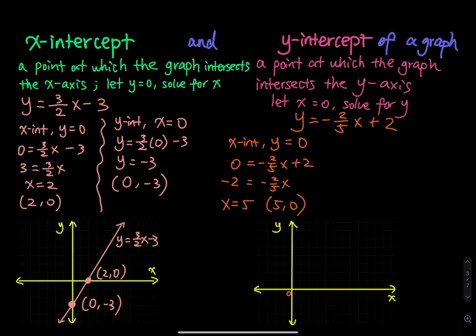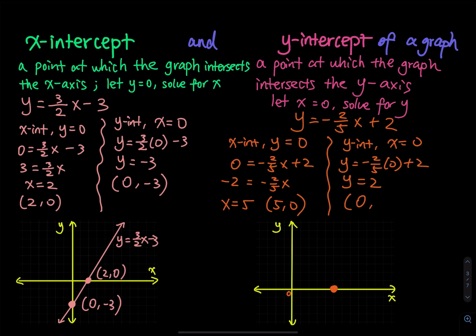So we have 0, 1, 2, 3, 4, 5. Let me plot a point right over there to make the graph cleaner. I have an x-intercept right over there. And then for the y-intercept, you let x equal 0. y equals negative 2 over 5 times 0 plus 2. You have y equals 2. So when x equals 0, y equals 2. So this is your 0, 2. And then you connect these 2 points to sketch the graph. So you connect them and then you extend the line.